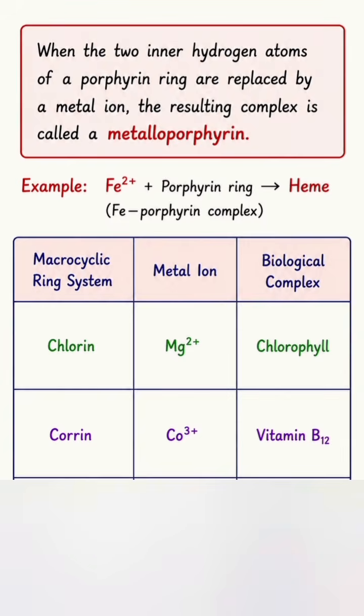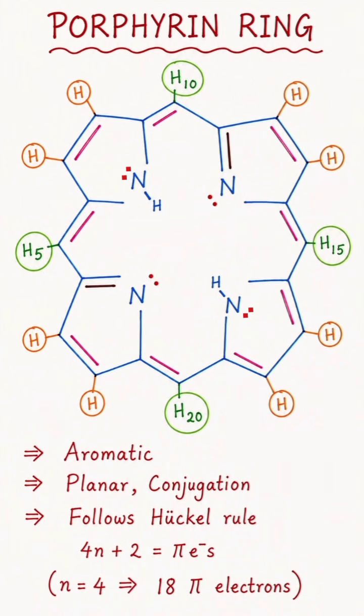Another important feature is that the entire porphyrin ring is flat and planar because all the atoms lie almost in the same plane and the electrons can move freely around the ring. This continuous movement of electrons makes the porphyrin ring aromatic and gives excellent stability to the ring.